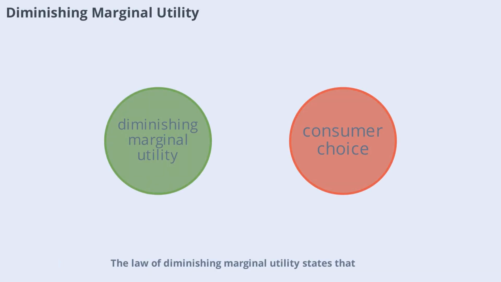The law of diminishing marginal utility states that as a person consumes more of a good, the additional satisfaction from each extra unit decreases. Imagine eating slices of cake. The first is delicious, the second is good, but by the fourth or fifth you're not enjoying it as much. This principle underpins much of consumer choice theory and helps explain why demand curves slope downward. It also influences how consumers allocate their budgets.